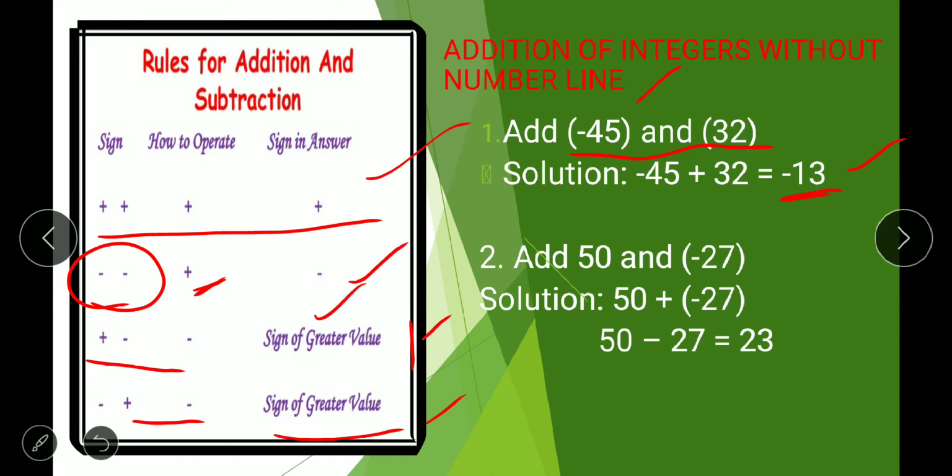The same way, add 50 and 27. Here also this is positive and this is negative. Here what we have to do, here also we need to subtract only. After subtracting, whatever sign the bigger number has, that sign we need to give. So in this way, we can add or subtract these numbers.